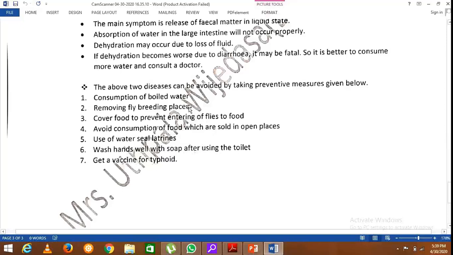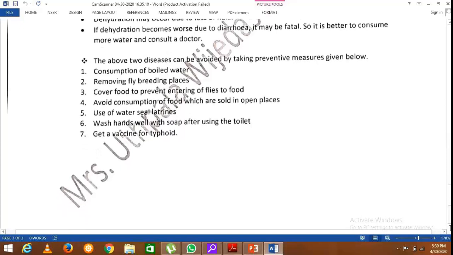So the first 6 facts are practiced by people frequently, and there are people who don't have these basic facilities. Therefore, these conditions should be avoided in order to get rid of these particular diseases. And in our country, the children are given this typhoid vaccine. Therefore, they can be protected.